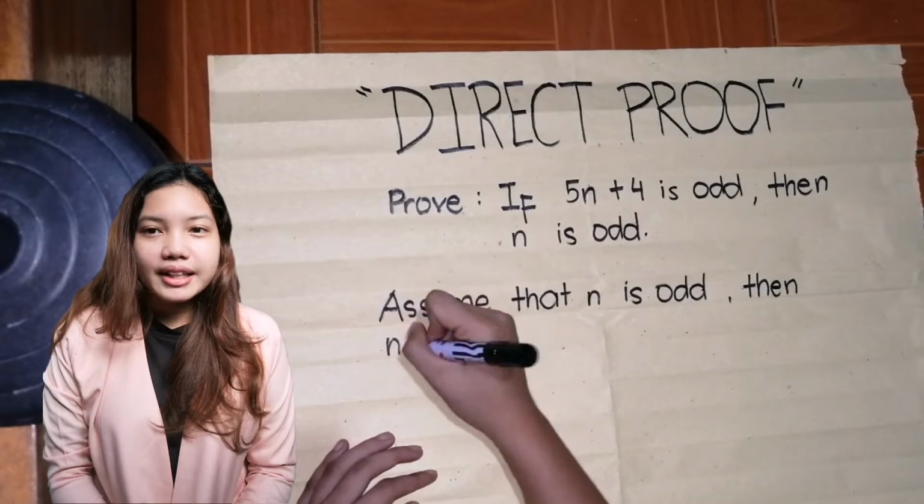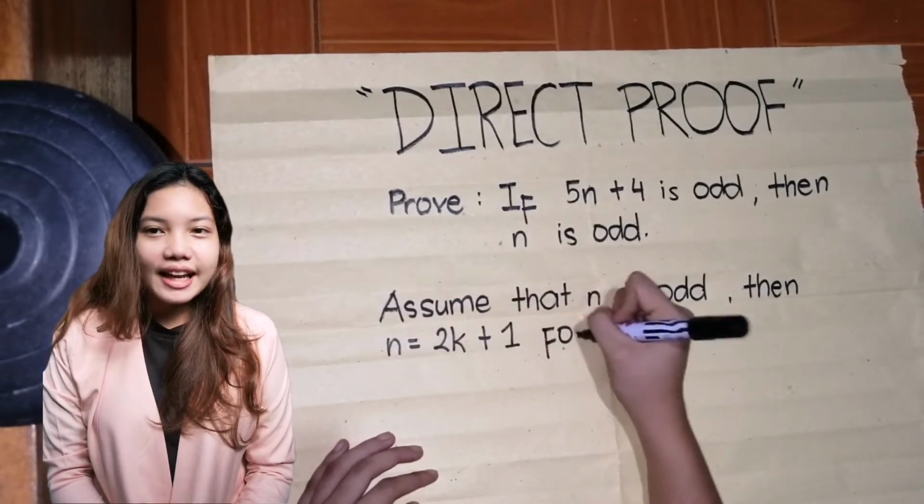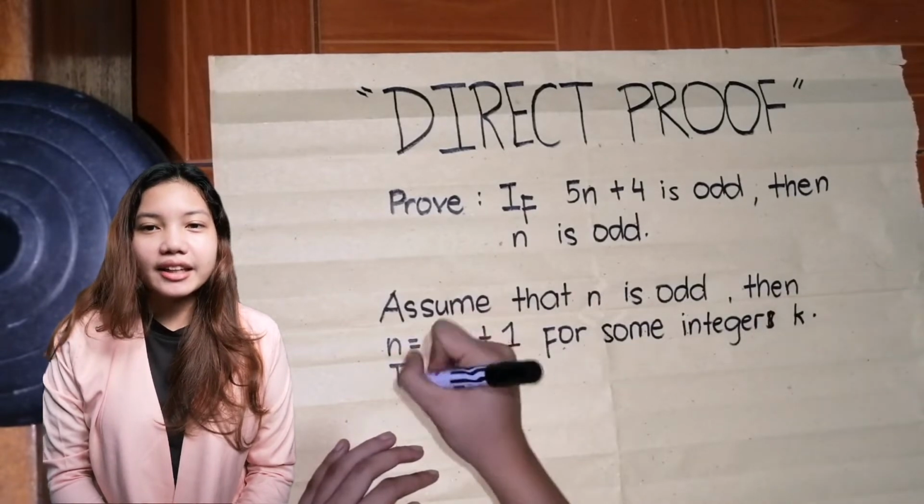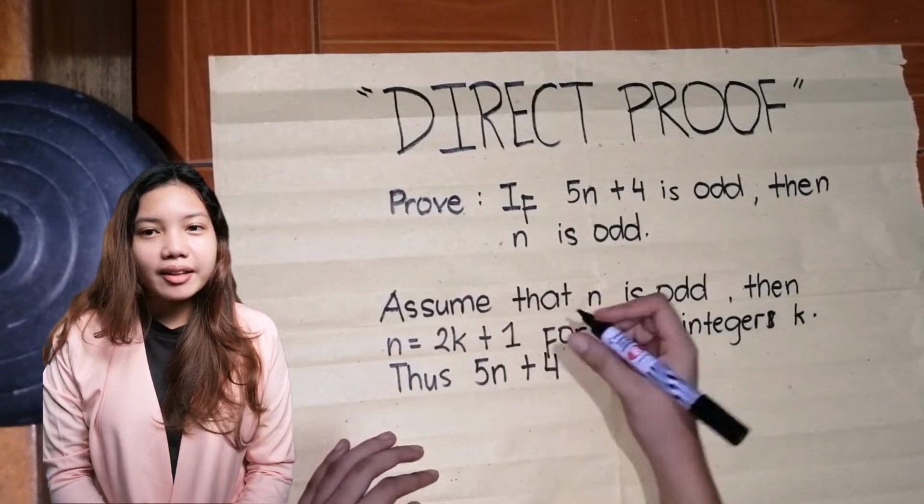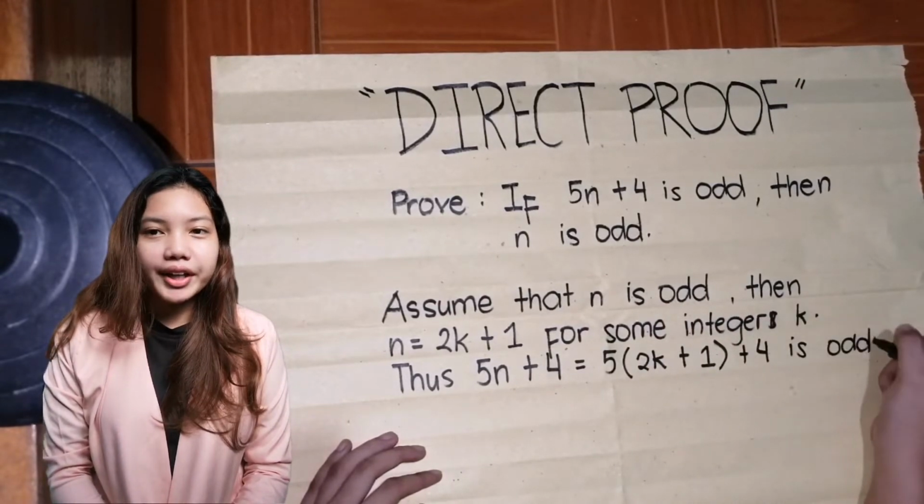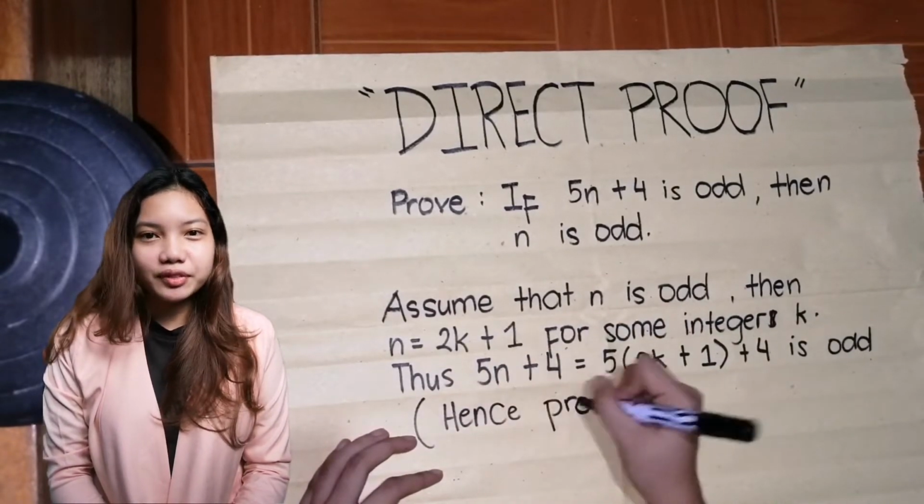Let us assume that n is odd, then n equals 2k plus 1 for some integer k. Thus, 5n plus 4 equals 5(2k plus 1) plus 4, which is odd, hence it is proved.